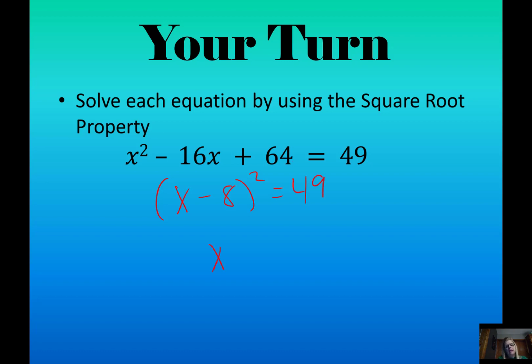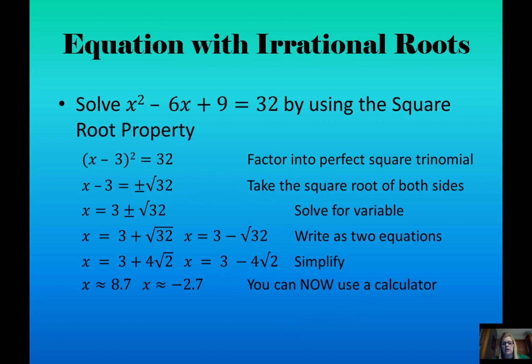Take the square root of both sides. X minus 8 equals radical 49, which is plus or minus 7. Add 8 to both sides. X equals 15 or positive 1. Again, I'm going to hit my x-axis at 1 or at 15.